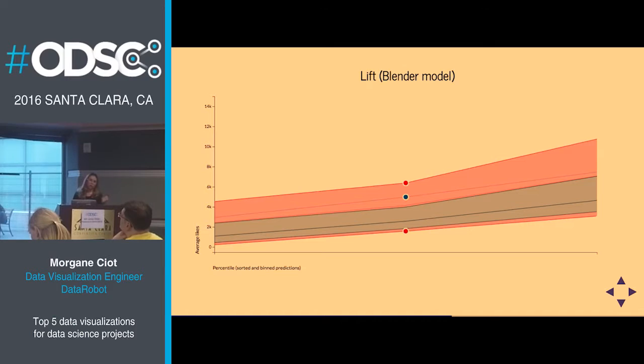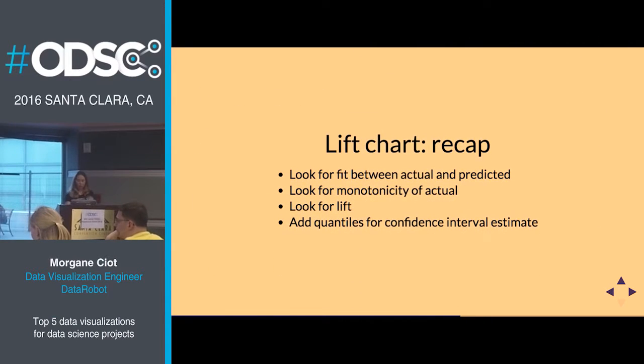And that's sort of a contrived example, but you can imagine a lot of other examples, like in insurance pricing, where they'd want to make sure that they adjust their price with a certain amount of confidence. Okay, so quick recap on the lift chart.